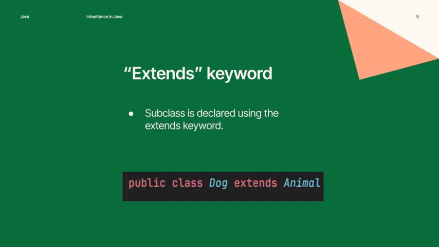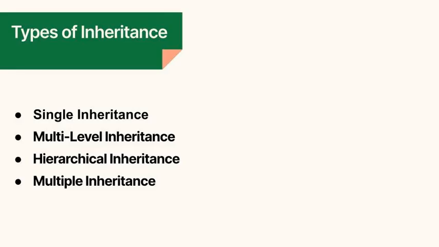In Java, the extends keyword is used when declaring a subclass. It clearly indicates that the new class is inheriting from a specific superclass. For example, in public class dog extends animal, the keyword extends tells Java that dog should inherit all the accessible members from animal.